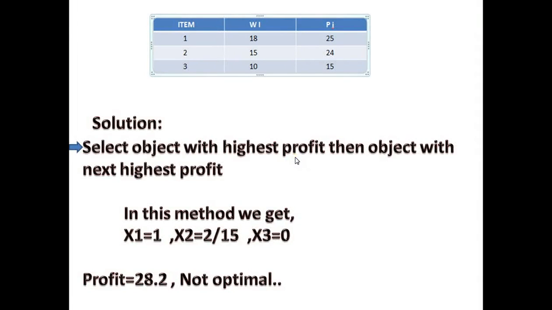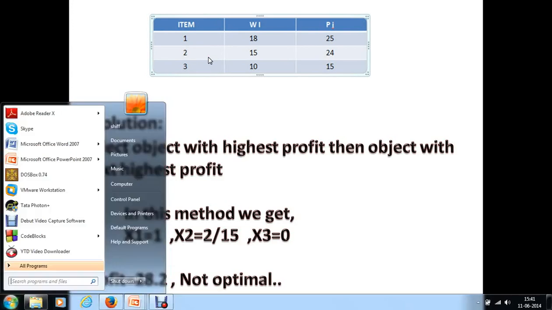Let us try to find a method which can give the optimal solution for the knapsack problem. We can do it by selecting the object with highest profit, then the object with the next highest profit. If it's not fitting into the knapsack, we can choose a fraction of it to be taken into the knapsack. So in this method we will take the whole 1 full unit of object 1 since it is having the maximum profit, then 2/15 of object 2 because a full unit of object 2 can't be included into the knapsack, but it will give us a profit of 28.2. So this strategy can't give us an optimal solution.